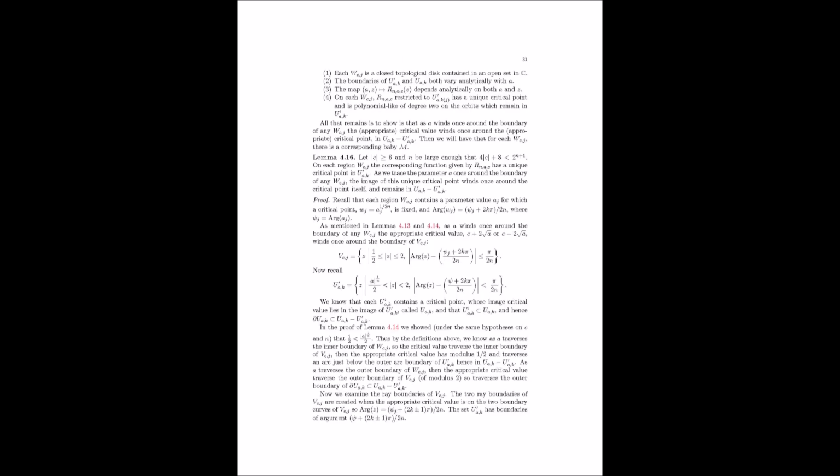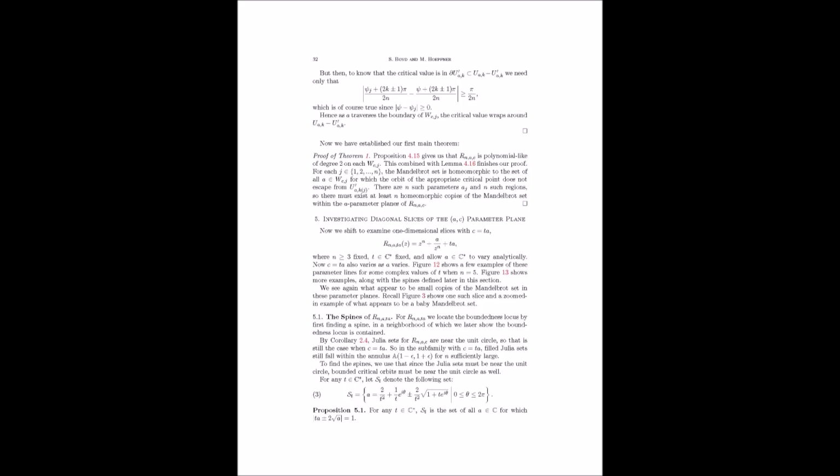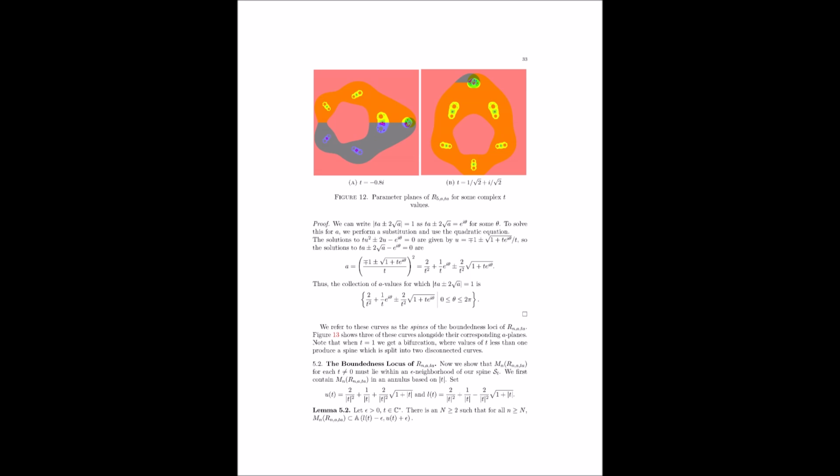Hold on. 2n critical points, but only 2 critical values. That seems counterintuitive. How's that possible? It might seem surprising, but that's one of the unique characteristics of these maps. So despite those 2n critical points being scattered across the complex plane, they all converge onto just 2 points when we apply the map. Precisely.